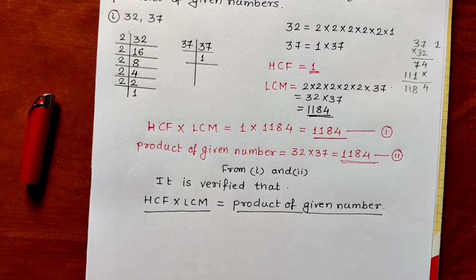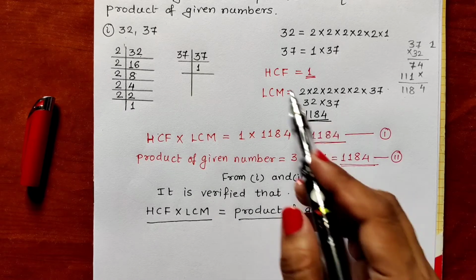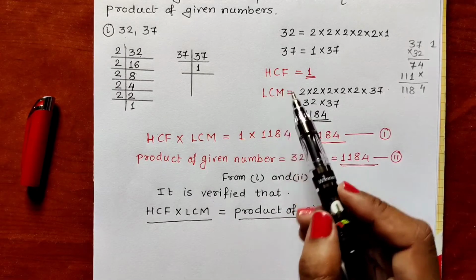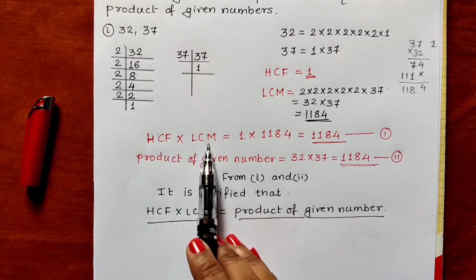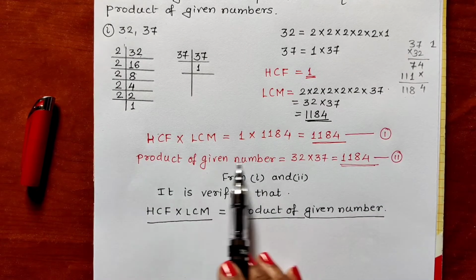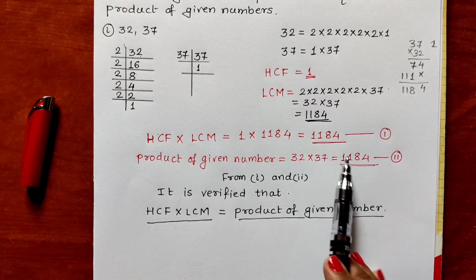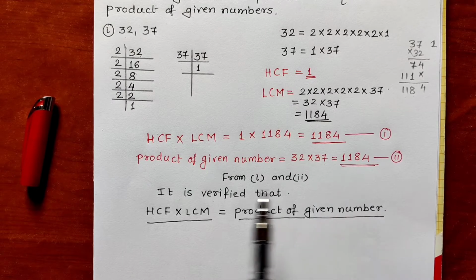So in this way, first we have to find out SCF, then find out LCM, okay, and after getting SCF and LCM, find out their product. After getting the product of SCF and LCM, find out the product of given numbers and verify that the product of given numbers is equal to product of LCM into SCF. Now let us go on to the second sum.